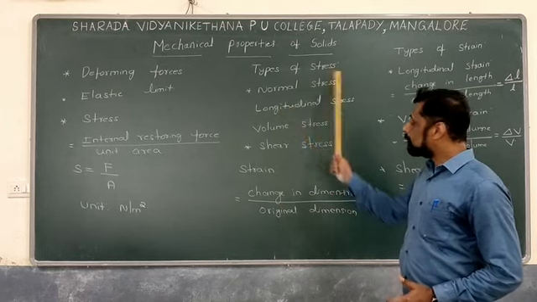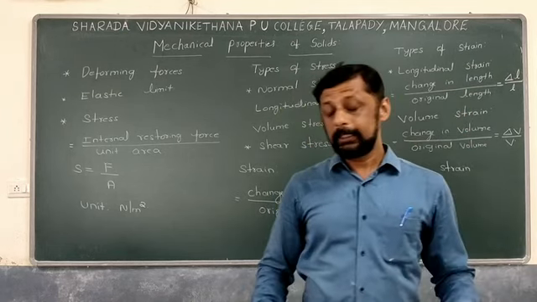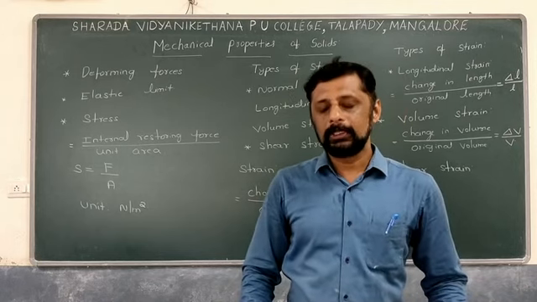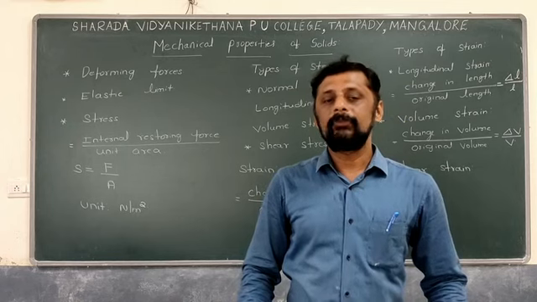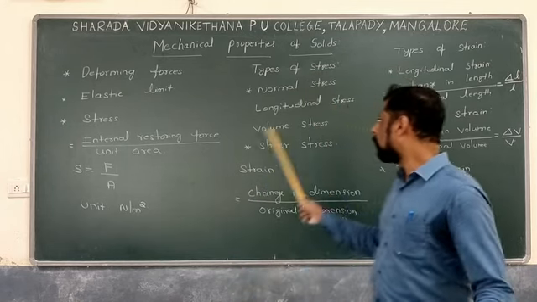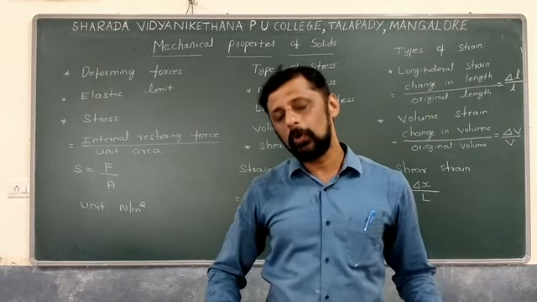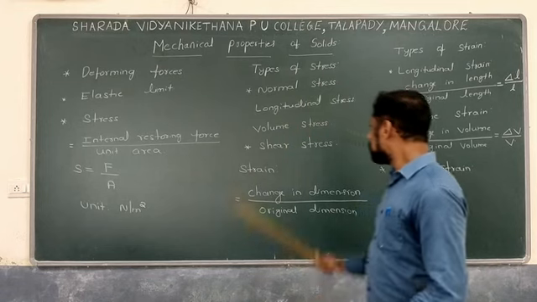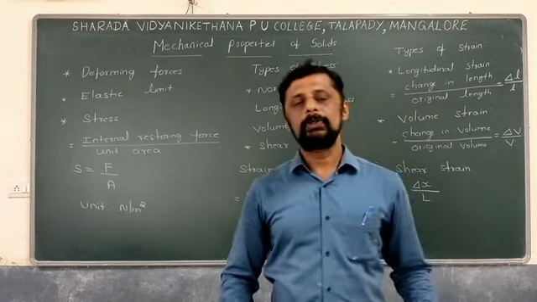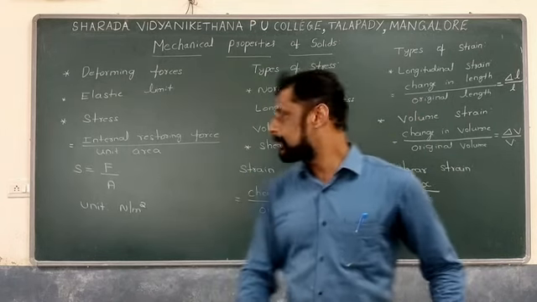So in case of normal stress, the internal restoring forces are developed. Here the deforming forces are acting normal to the surface. In case of longitudinal stress, the deforming forces are acting parallel to the length, while in case of volume stress, the deforming forces are acting throughout the body. Shear stress, in this case, the deforming forces are acting tangential to the surface.